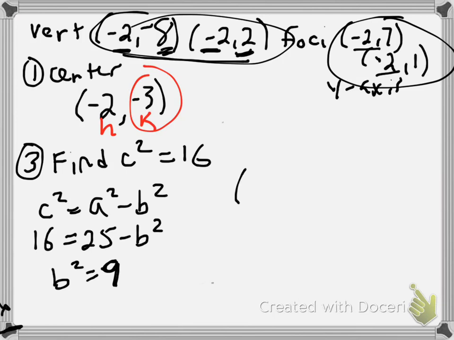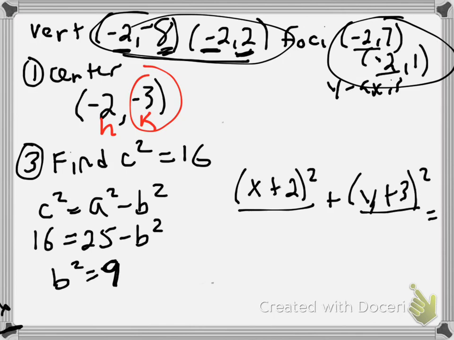Alright, so to write our standard form, again, it's going to be x and an opposite sign of our h, so x plus 2 squared, and then our y value, y plus 3 squared. All this is equal to 1. Now again, our a squared is our larger one. That's going to go under our y because we figured this is a y-axis one, so we're going to have our 25. And our b squared is our smaller one, which in this case is 9. Okay. So hopefully that helps a little bit.